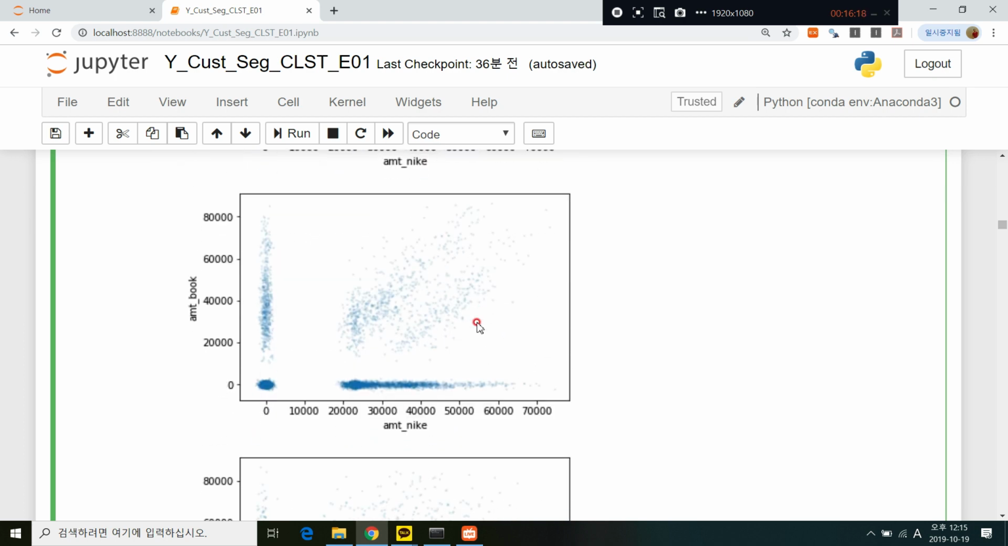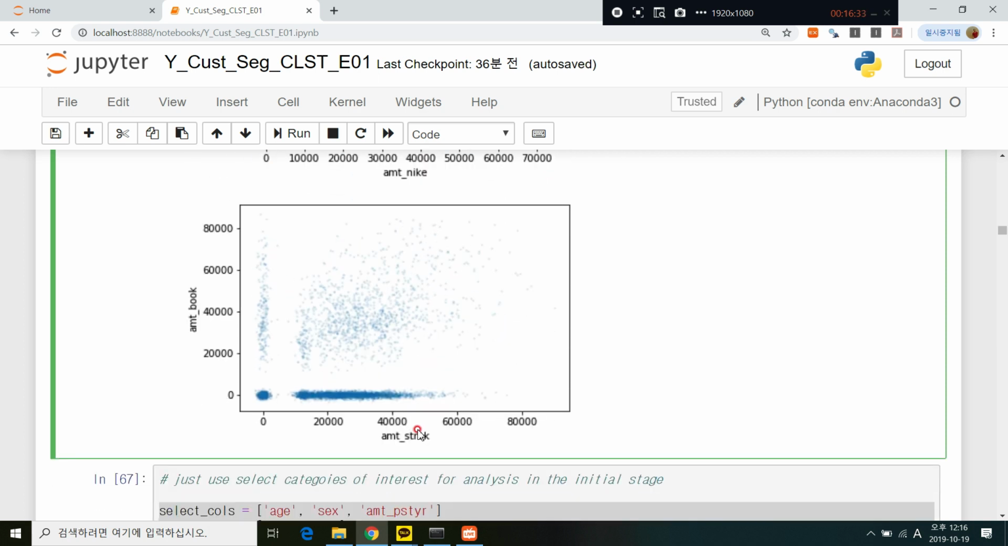Okay, and the next pair, Nike and Book. Book is not that popular, at least in this shopping mall, right? Compared to Nike, it is quite different. And Starbucks: so many people these days go to Starbucks to get a coffee, grab the coffee and go somewhere. Anyway, many people buy something.